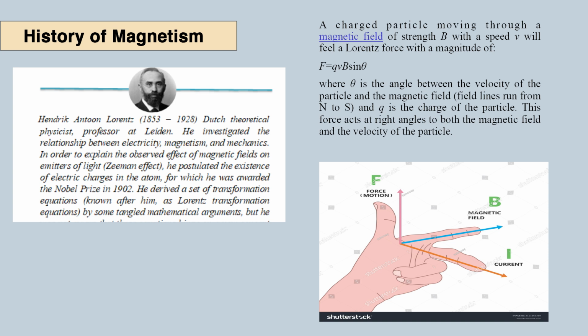Another famous physicist, Hendrik Lorentz, 1853 to 1928, a Dutch theoretical physicist, investigated the relationship between electricity, magnetism and mechanics in order to explain the observed effect of magnetic field on emitters of light, the Zeeman effect. He postulated the existence of electric charges in the atom, for which he was awarded the Nobel Prize in 1902.